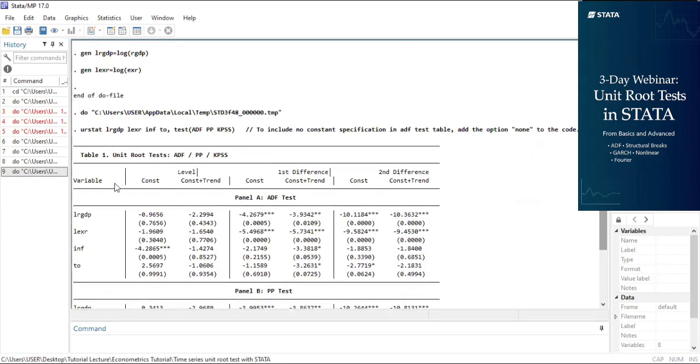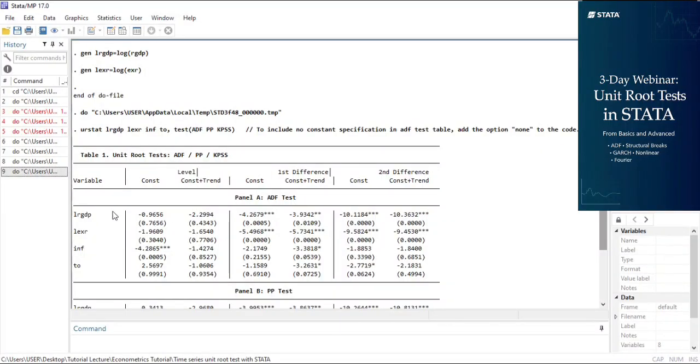Here you can see the ADF test. We have constant and trend. If you want the one with no constant and trend, we add an additional option to our line of code. That additional option will be no constant, so we are going to add no constant there.